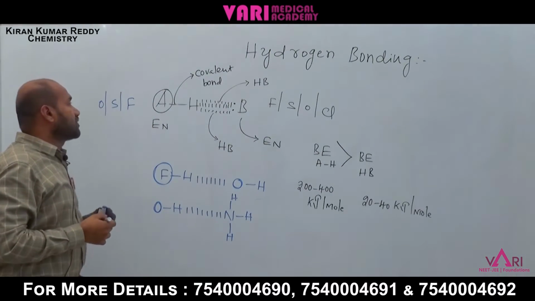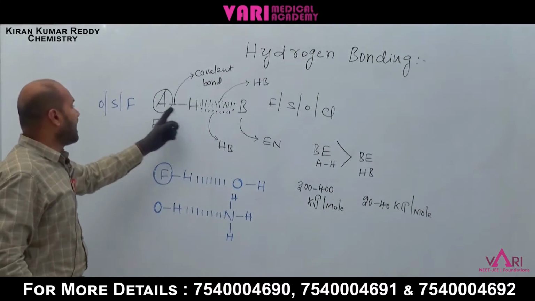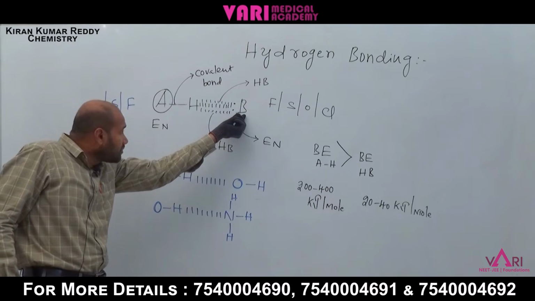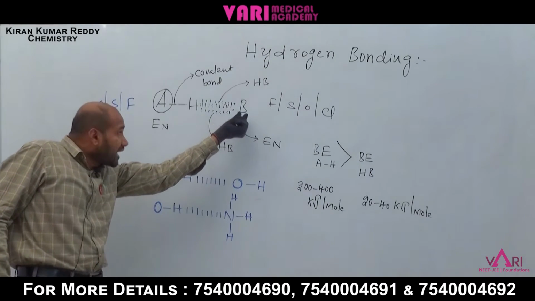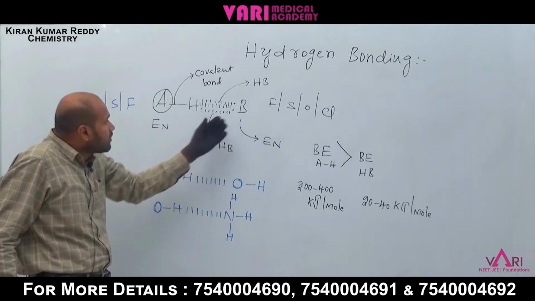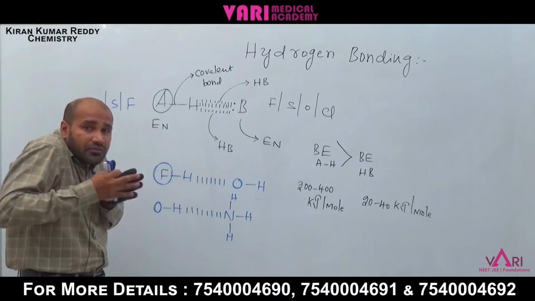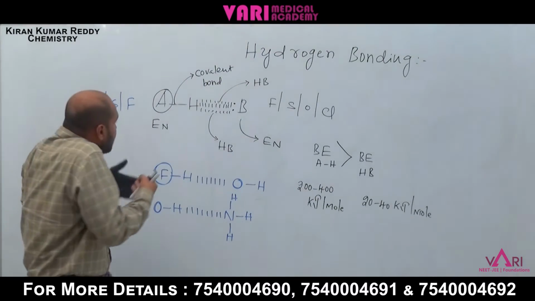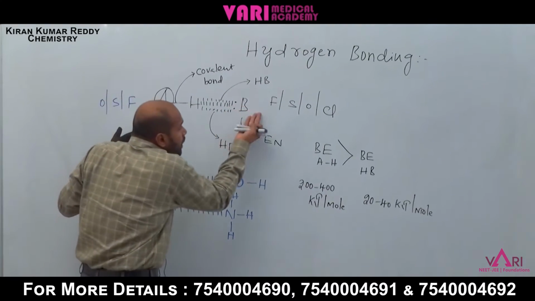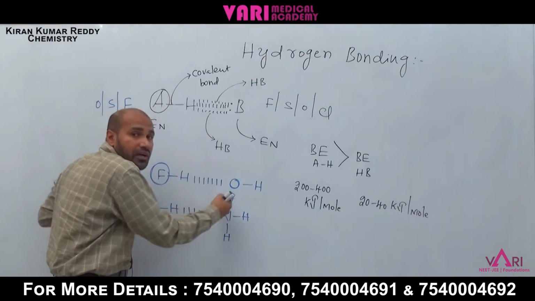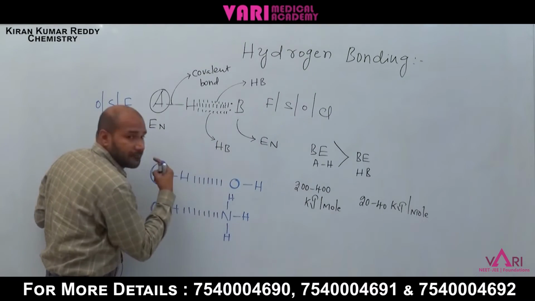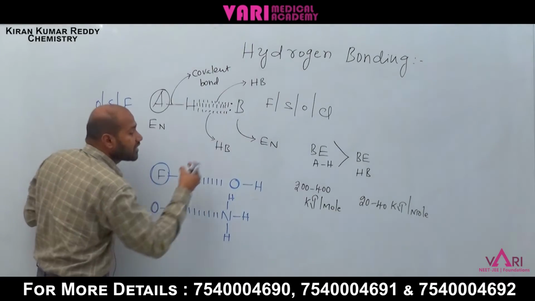Now, what is hydrogen bonding, students? Hydrogen bonding means A-H...B, the bond formation between an electron rich heteroatom and an electron deficient hydrogen atom. The electron rich heteroatom must be electronegative, small in size, and have a lone pair of electrons. Always A is more electronegative compared to B atom; then only the bond is stronger. Because if I take fluorine in the A place and oxygen in the B place, fluorine is more electronegative compared to oxygen.